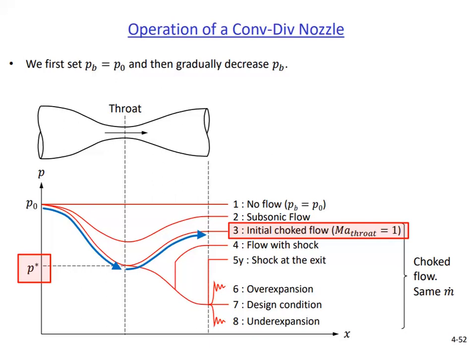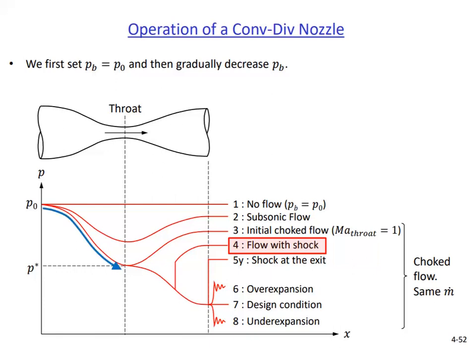Choked flow is special because it delivers the maximum possible mass flow rate for the given stagnation properties. As long as the stagnation properties are fixed, no matter what we do, we cannot increase the mass flow rate any further. If we lower the back pressure more, cases similar to case 4 are obtained. These cases have supersonic flow with a shock wave in the diverging part of the duct.